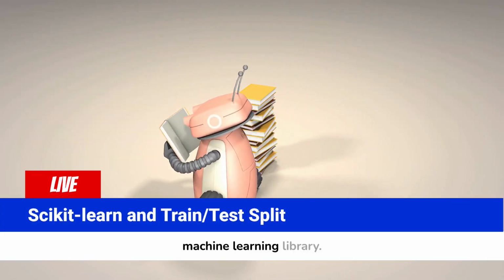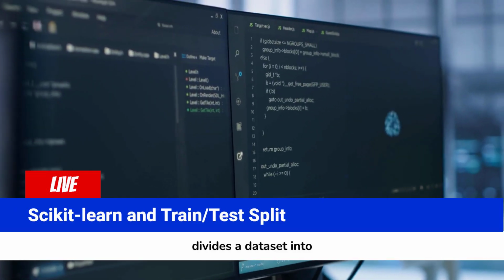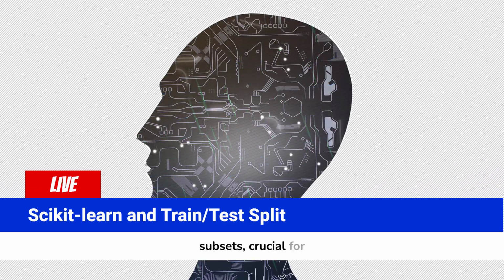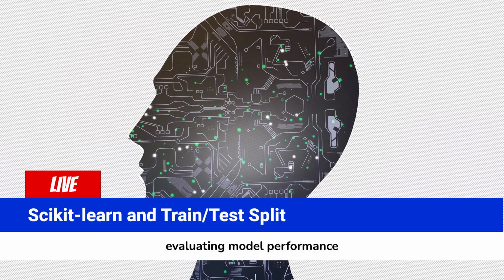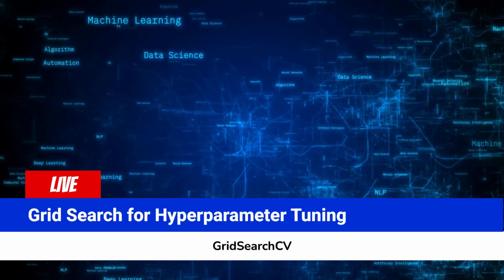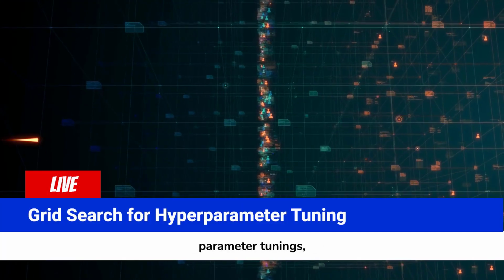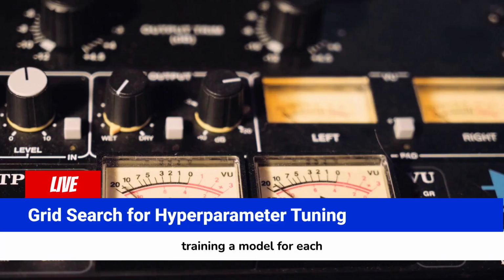Scikit-learn is a machine learning library. train_test_split divides a dataset into training and testing subsets, crucial for evaluating model performance on unseen data. GridSearchCV systematically works through multiple combinations of parameter tunings, training a model for each combination to find the best performing set of hyperparameters.